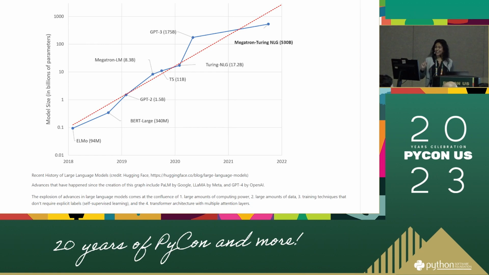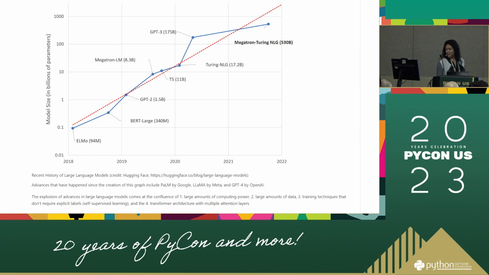And I just want to say that this graph cuts off at 2022. There's been a lot of stuff that happened since then. PaLM by Google, Llama by Meta, GPT-4 by OpenAI. So a lot of stuff is still happening.